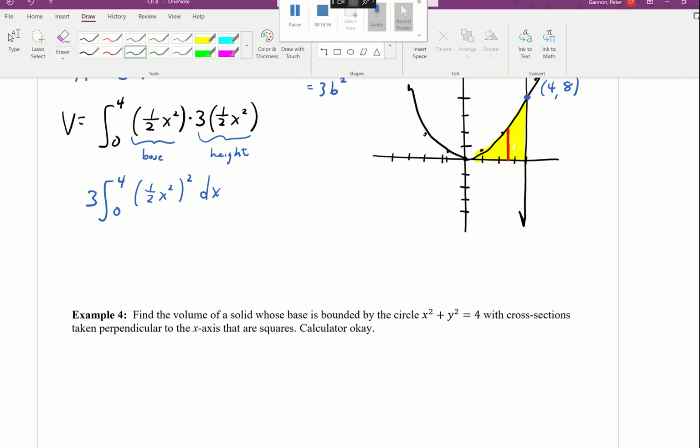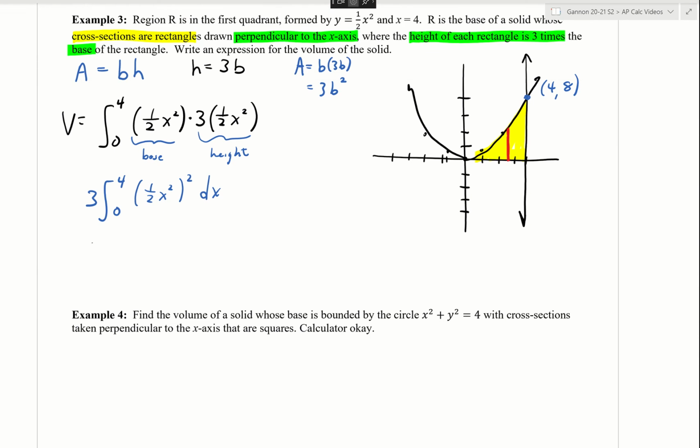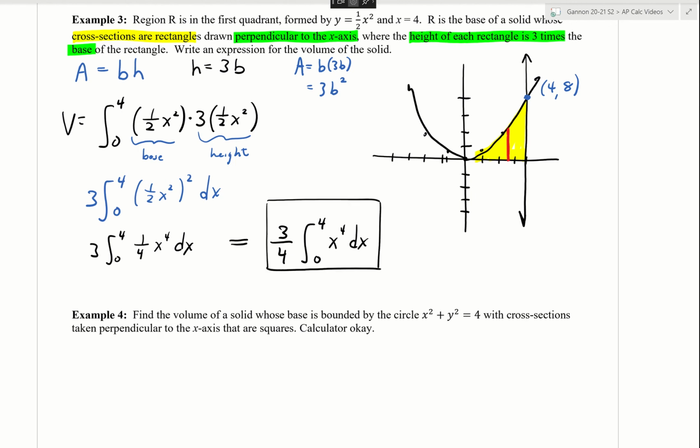So if we kept going in terms of simplifying this expression down, we've got 3 times the integral from 0 to 4. Well, 1/2 squared is simply 1/4. x squared squared is x to the 4th dx. And then you can always pull out the constant. So you've got 3/4 times the integral from 0 to 4 of x to the 4th dx. And that right there would be an expression to find the volume of that solid. Clearly, if we wanted to know what that volume is, we could just plug it in the calculator and get our answer.